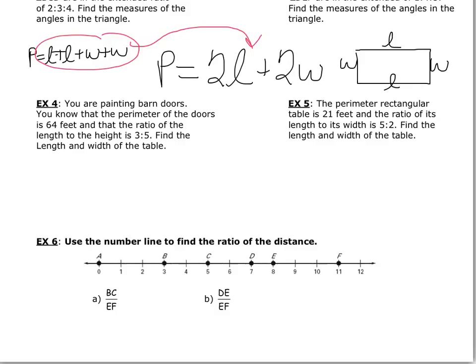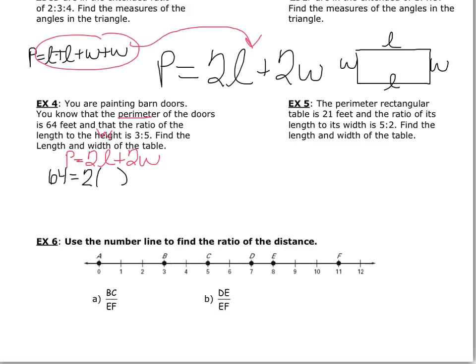So in example 4, you are painting barn doors. You know that the perimeter of the doors is 64 feet, and the ratio of the length to the height, or the width, is 3 to 5. Find the length and the width of the table. So this should say width, okay? All right, so find the length and the width. So first, we're given perimeter. So we're always going to start with the formula. And this is something you're going to have to remember. They give you the perimeter, 64 feet.